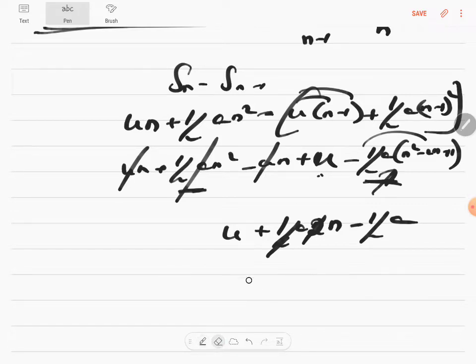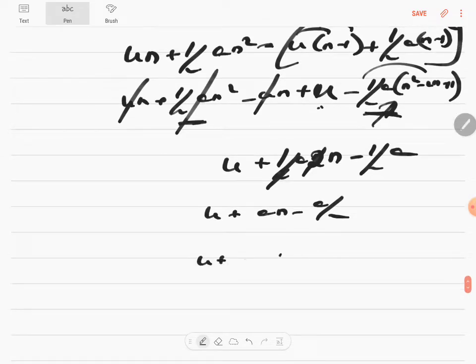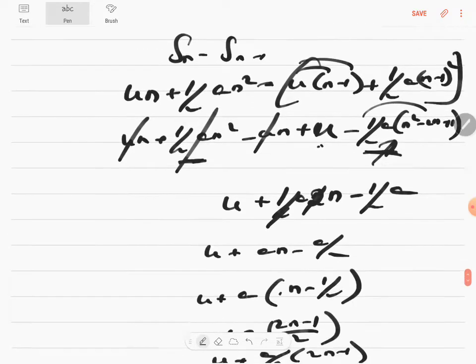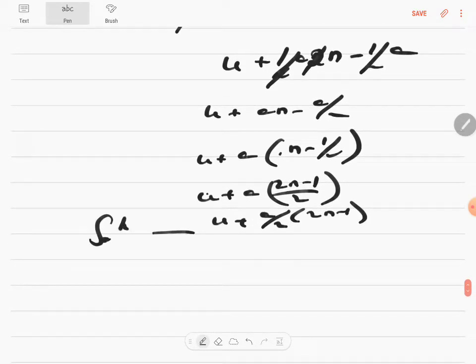What have we got here? U plus an minus a by 2, correct? U plus, let me take a out. I'll get a out, n minus 1 by 2. Let's take an LCM. 2n minus 1 by 2. So u plus a by 2 into 2n minus 1. Just simply solve it, you will get the answer. So what is important is that the distance travelled in the nth second is a different formula. So this is about it.